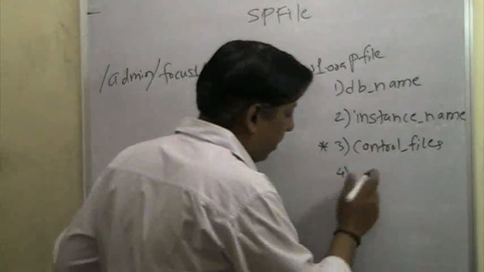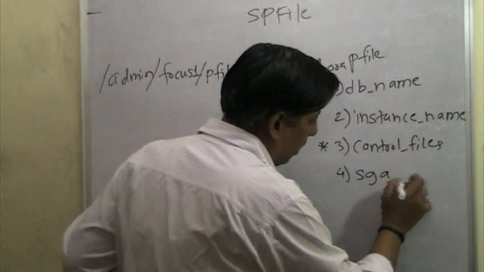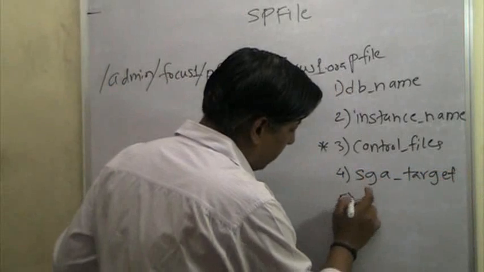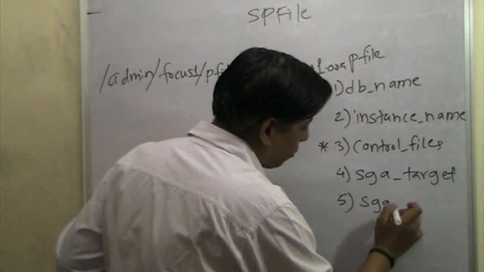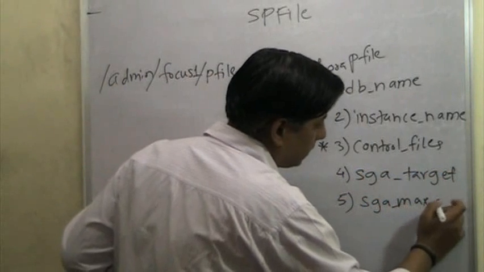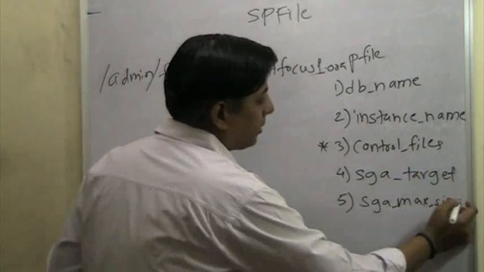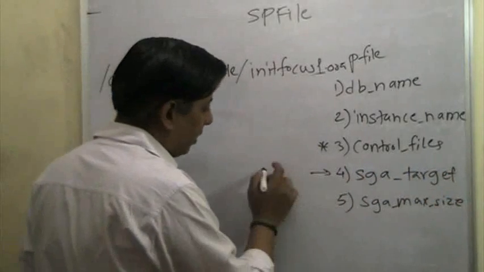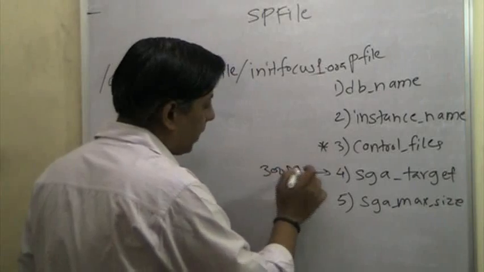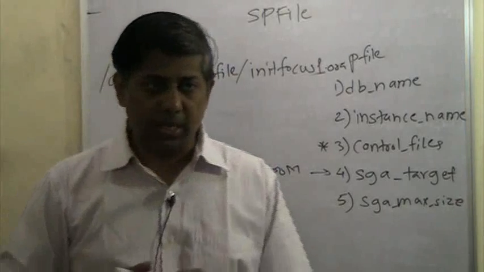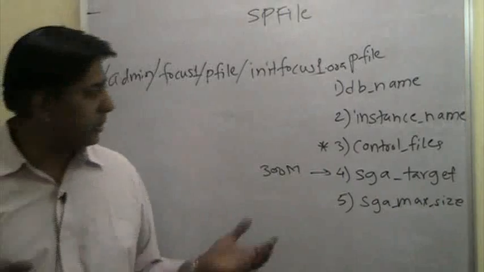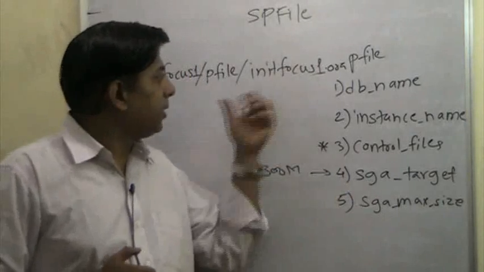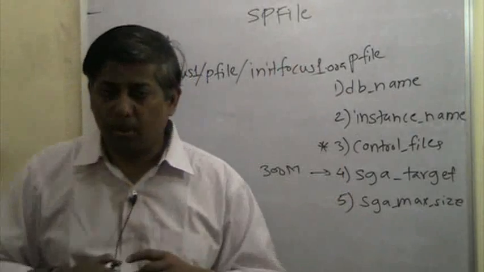One of the important parameters is SGA_TARGET. There is one more parameter that I want to talk about, SGA_MAX_SIZE. SGA max size and SGA target. Basically, SGA_TARGET is the parameter: if it is set to 300 megabytes, then that is going to be the size of my SGA. When my database starts up, the size of the SGA will be 300 megabytes. So these are certain parameters that are kept in the init.ora, and many more.